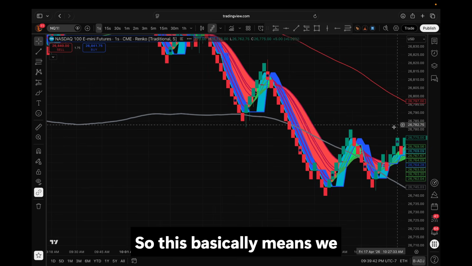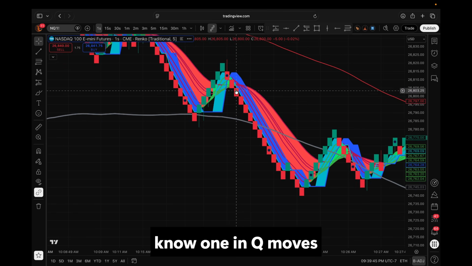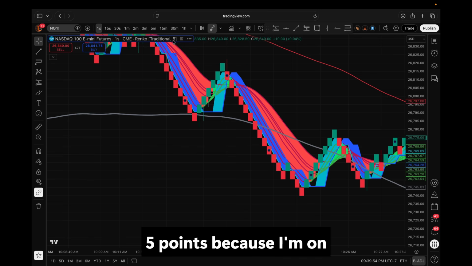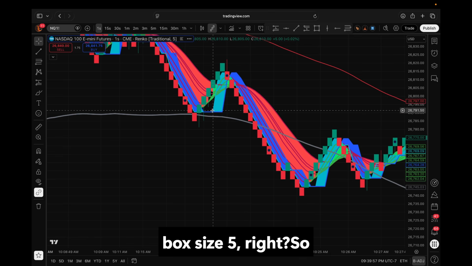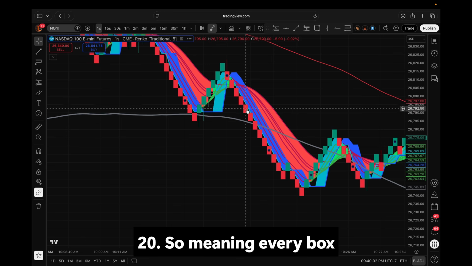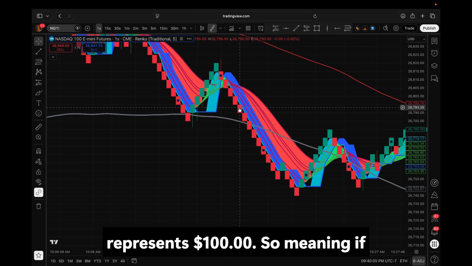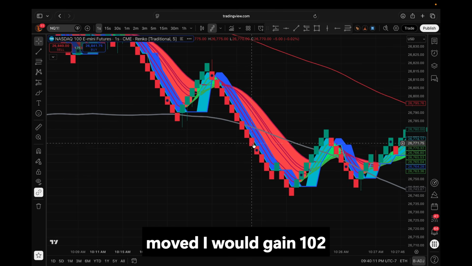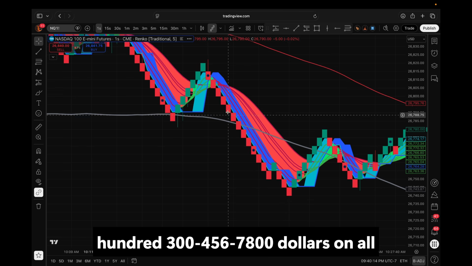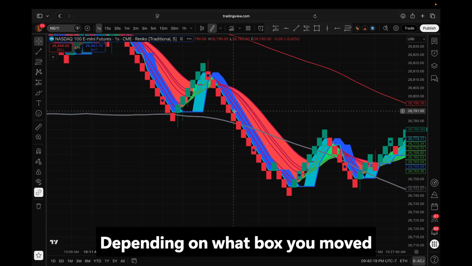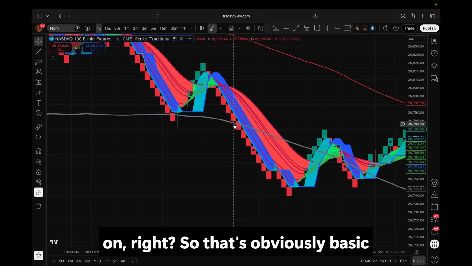So this basically means we know 1 NQ moves $20 per point, right? So every box represents 5 points because I'm on box size 5, right? So obviously 5 multiplied by 20 means every box represents $100. So if I entered on this box and it moved, I would gain 100, 200, 300, 400, 500, 600, 700, $800 on all this movement or more, depending on what box you moved on, right? So that's obviously basic math.